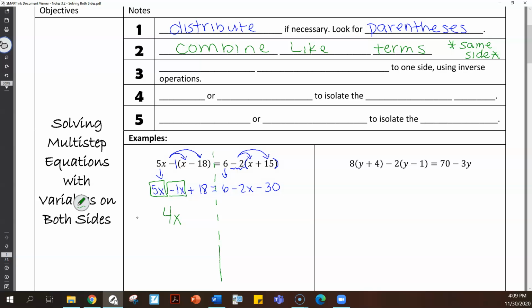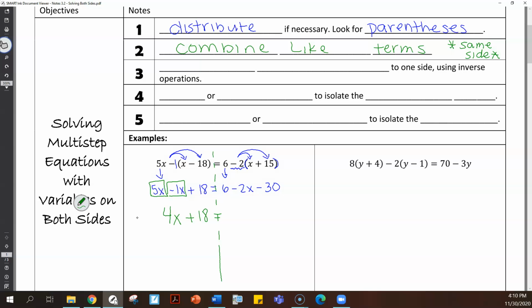18 is just a plain number. It's called a constant. There are no other plain numbers on this side of the equal sign. Now, there's a number over here, and there's a number over here, but because they're on opposite sides of the equal sign, I cannot put those together. So plus 18 is just going to come down. I'm going to repeat that process over here on the right side.